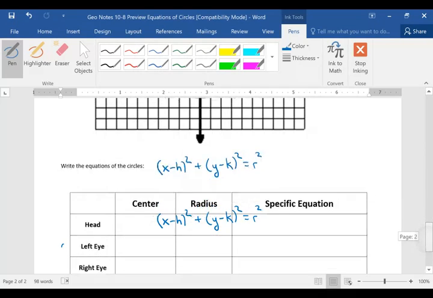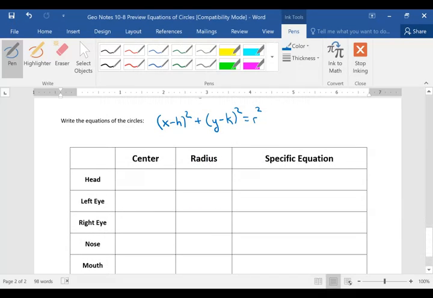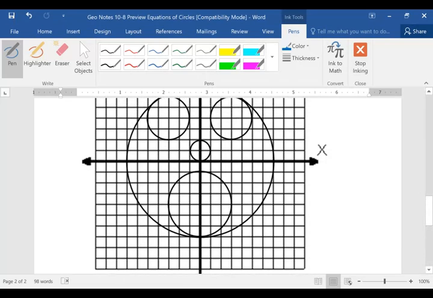The head, that's interesting that showed up there. The head's center point is 0, 0, and the radius is 7. Let's just go back and see that. So the head, this is the center, and the radius is 7. Now the eye center point is what? -3, 4, and the radius is 2. This point is 3, 4, radius is 2. The nose is at 0, 1, and the radius is 1. And the mouth has a center of 0, -4, and the radius is 3.